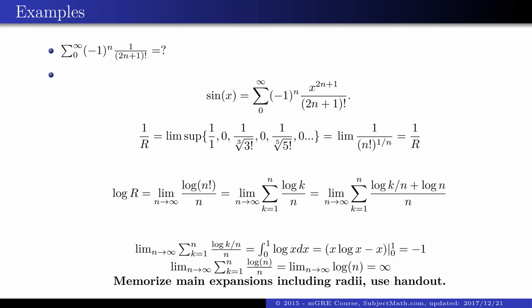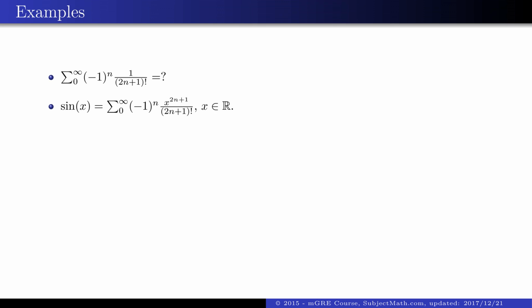You should memorize all the useful expansions and their radii instead of recalculating the radii every time. Use the handout from the basic module. Now, we can just plug in 1 and get the required value. What about this sum? That's right, plug in 2.